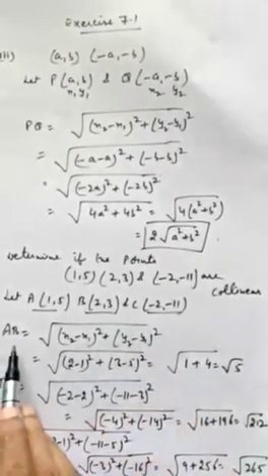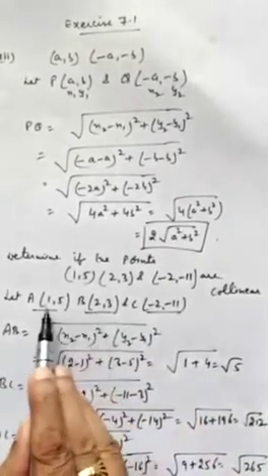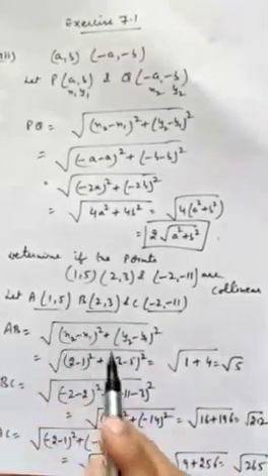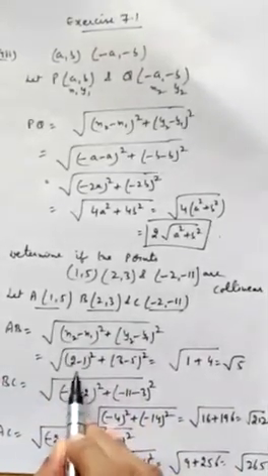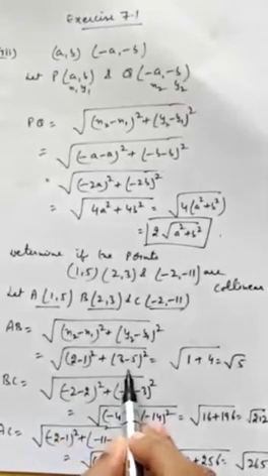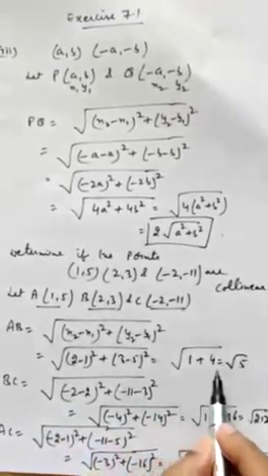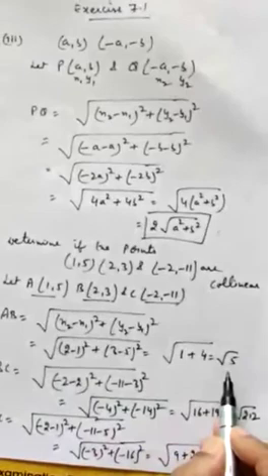First I will find AB. It is under root (x2 minus x1) whole square plus (y2 minus y1) whole square. It is 1 square plus (minus 2) square, that is 1 plus 4, under root 5.